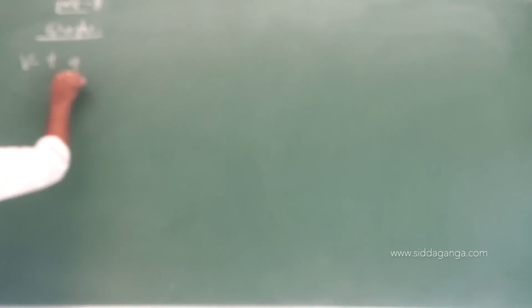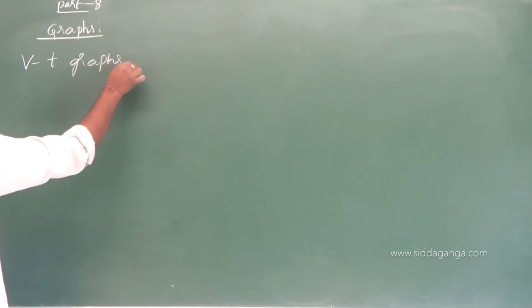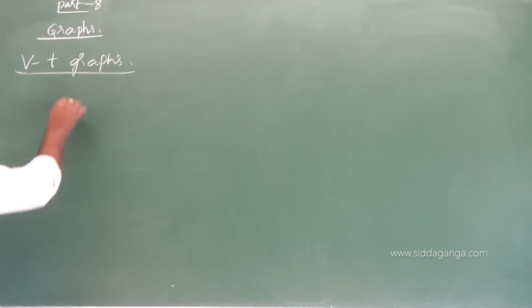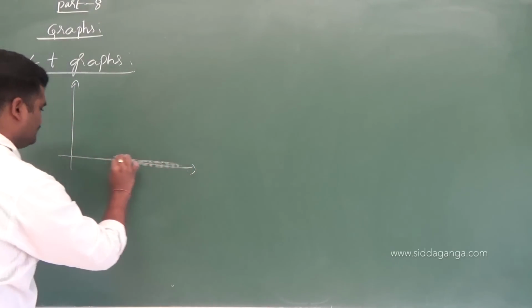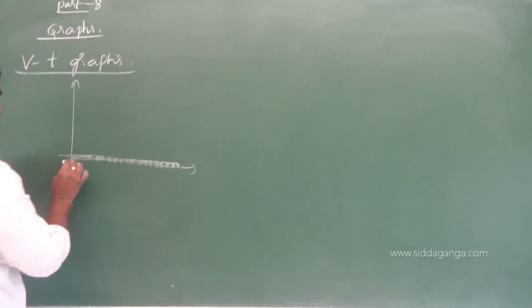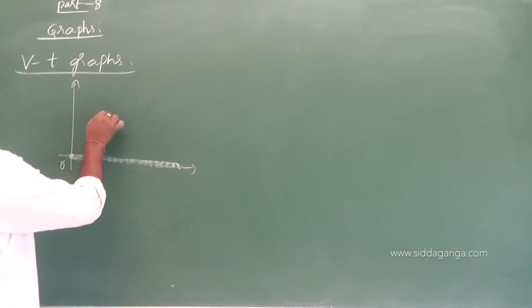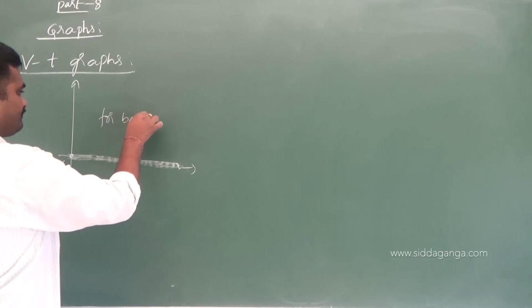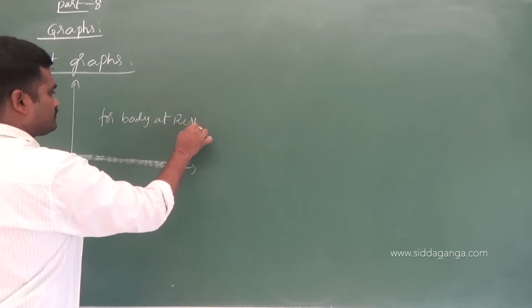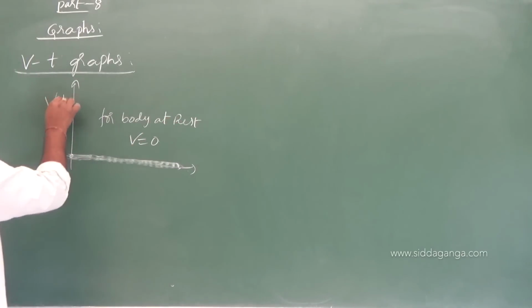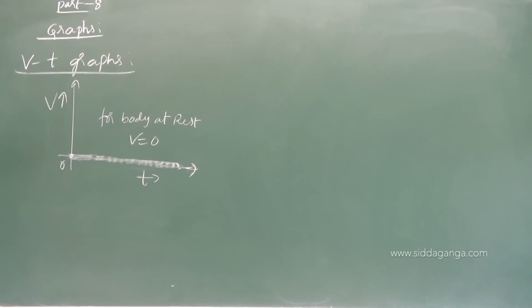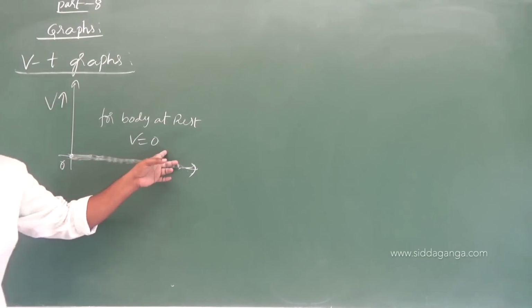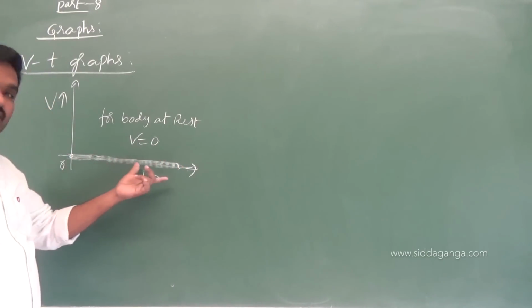These are VT graphs. Firstly, body at rest. If I say body at rest, no doubt, it is a line along the time axis. This is 0. This is for a body at rest. Body at rest means what? V equals 0, right? This is the graph, the variation of velocity with respect to time. For a body at rest, V equals 0. It is not moving, that's why its velocity will be 0.